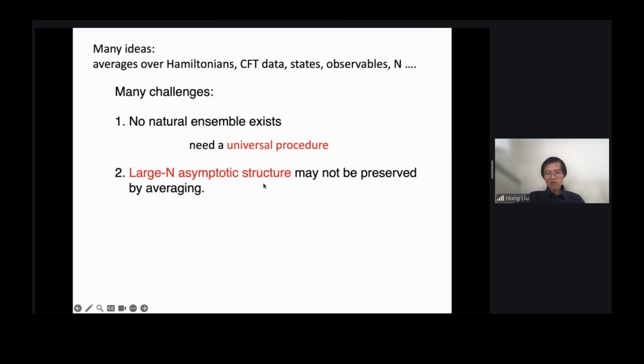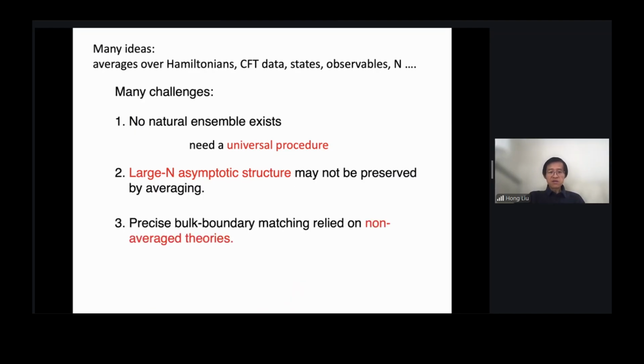And when you, for example, average over n, maybe you can preserve some leading structure. But if you want to preserve the full Lorentzian asymptotic structure, actually it's very, very difficult and may not be possible. Okay. And the third is that there have been already many successes in mapping from the boundary theory quantities to the gravity calculations. For example, the Wilson loop calculation in the N=4 super Yang-Mills theory and various quantities in ABJM, etc. So all those precise bulk-boundary matchings rely on specific systems. Okay, when you do the average, then you just destroy that kind of matching.